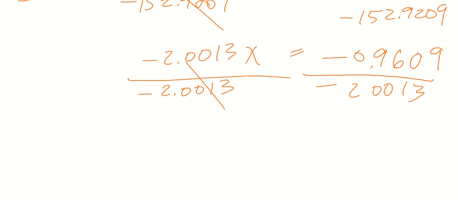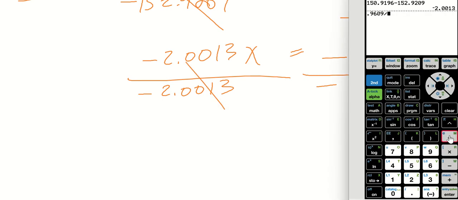All right, that's gone. 9609 divided by 2.0013. Yep, it's about 50%, right? Now you can multiply that by 100 or move the decimal 2 times to get that number into percent form. So I'll just do that now. 48.01.